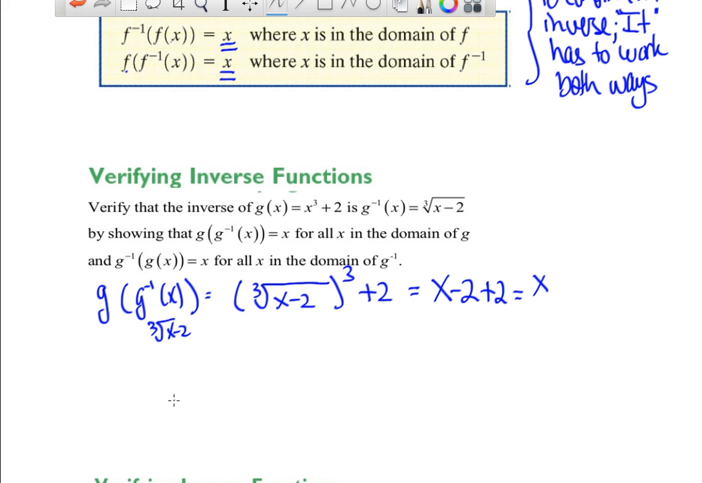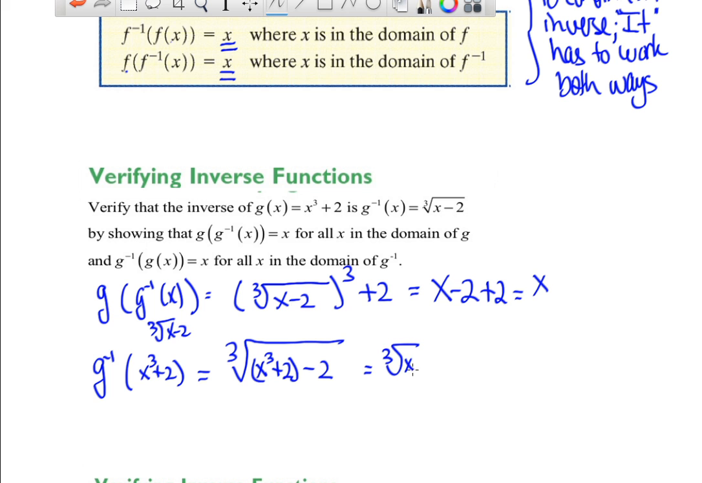We took the original function, we shoved the inverse into that, we end up with x. And then I do the same thing over here. Let's see, we're going to start now with the inverse, and we're going to put the original function into that. So we're going to do x cubed plus 2 into there. So that would be the third root of x cubed plus 2 minus 2. That's just the third root of x cubed, which is x. So here it seems to work.